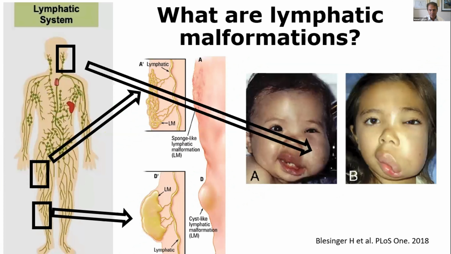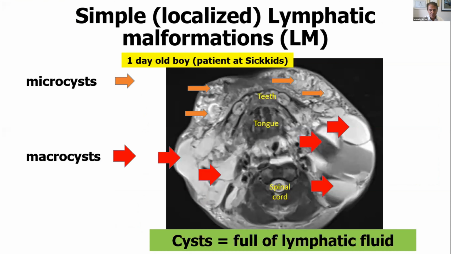And so here's an example. This is a girl with a lymphatic malformation in her left cheek. And this is when she's younger, picture A, and picture B when she's a bit older. So this is probably a macrocyst, maybe some microcysts in there too. This is a patient of mine. This is when he was 1 day of age. And the arrows are pointing towards areas where there are macrocysts in red or microcysts in that orangey color. So these are big collections of lymphatic fluid, these cysts.